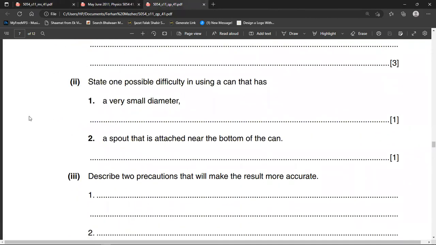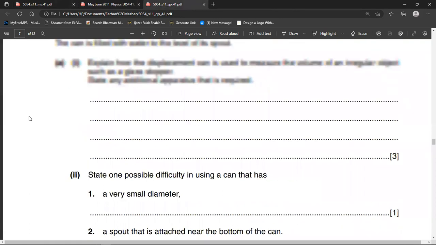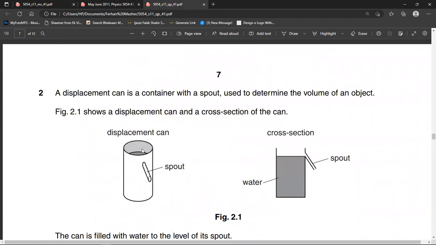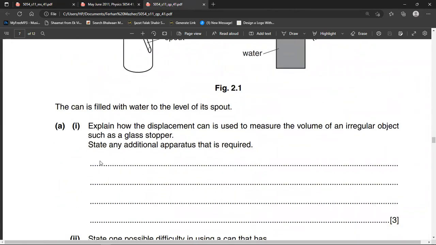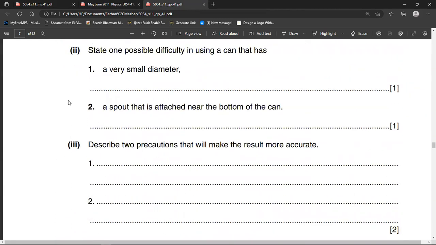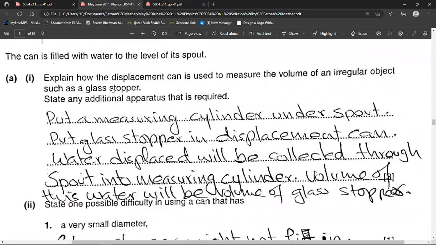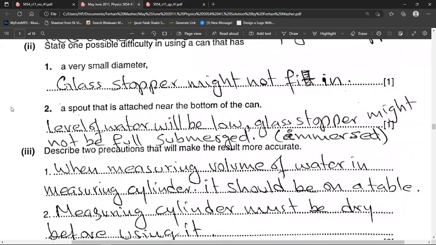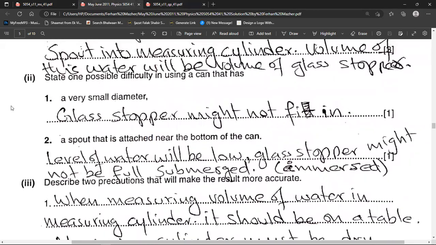State one possible difficulty in measuring a can that has a very small diameter. So if your displacement can has a very small opening at the top, a very small diameter, maybe it's not possible for the glass stopper to fit into the displacement can. So we will not be able to put the glass stopper into the can. The glass stopper might not fit in the displacement can.